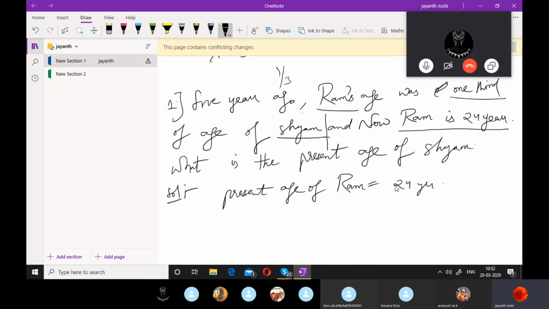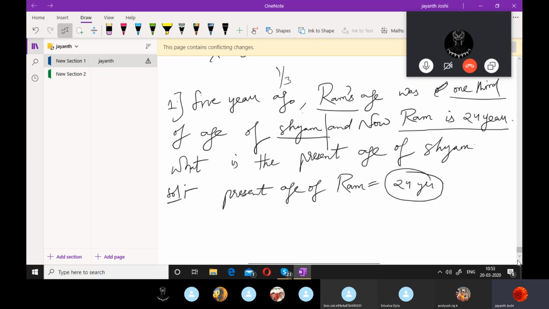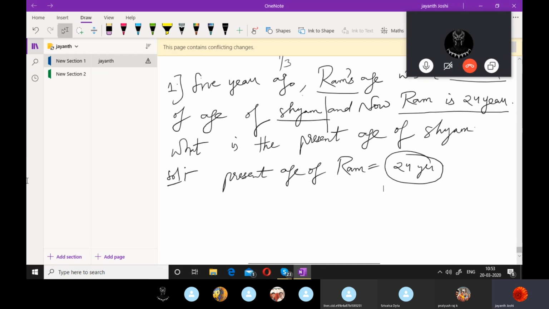So did they give you the present age of Ram? Yes, they gave you the present age of Ram. With this present age of Ram, we will take this as a base and find out the age of Shyam. How? Let us see how we are going to do that. So the present age of Ram is 24, given in the question very clearly, because from the second statement we are able to understand.